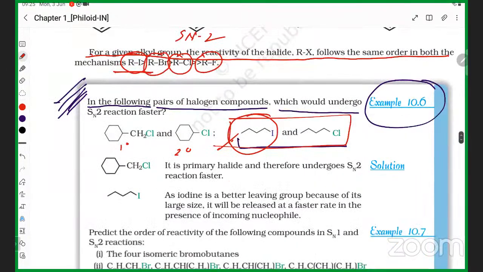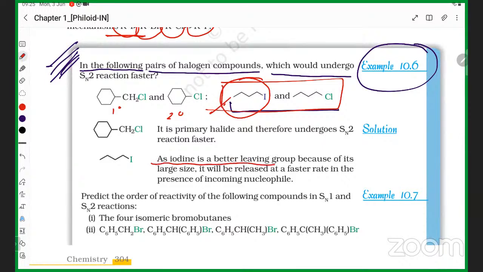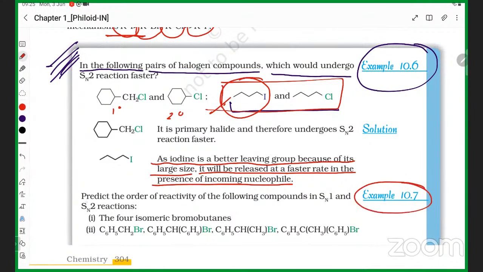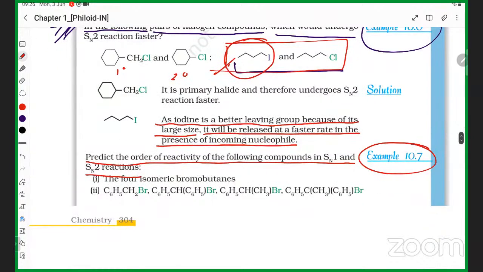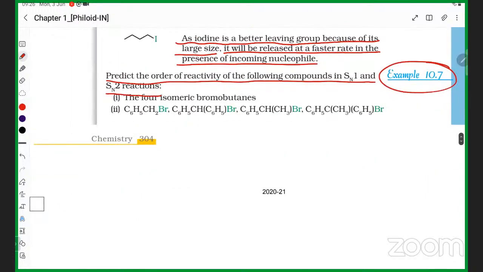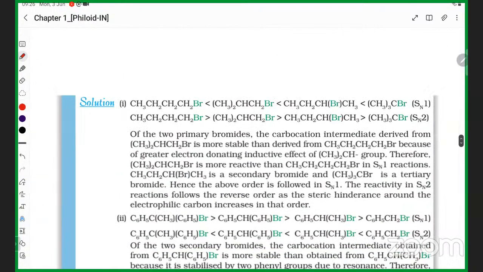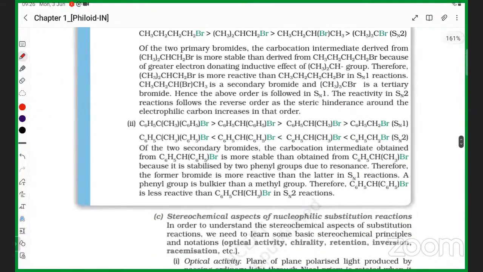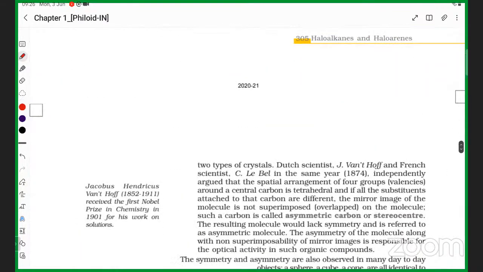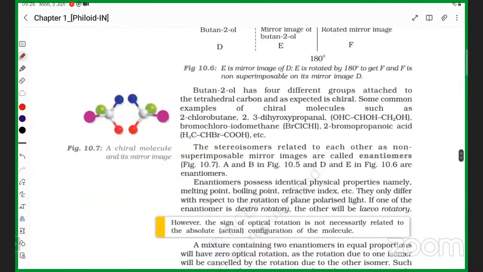So see the answer. Iodine is a better leaving group because of its large size. It will be released at a faster rate in the presence of the incoming nucleophile. Now, question number 10.7. Predict the order of reactivity of the following compounds in SN1 and SN2 reactions. These are the four isomeric bromobutanes. The answers are there. You try by yourself. Very simple questions, you try.